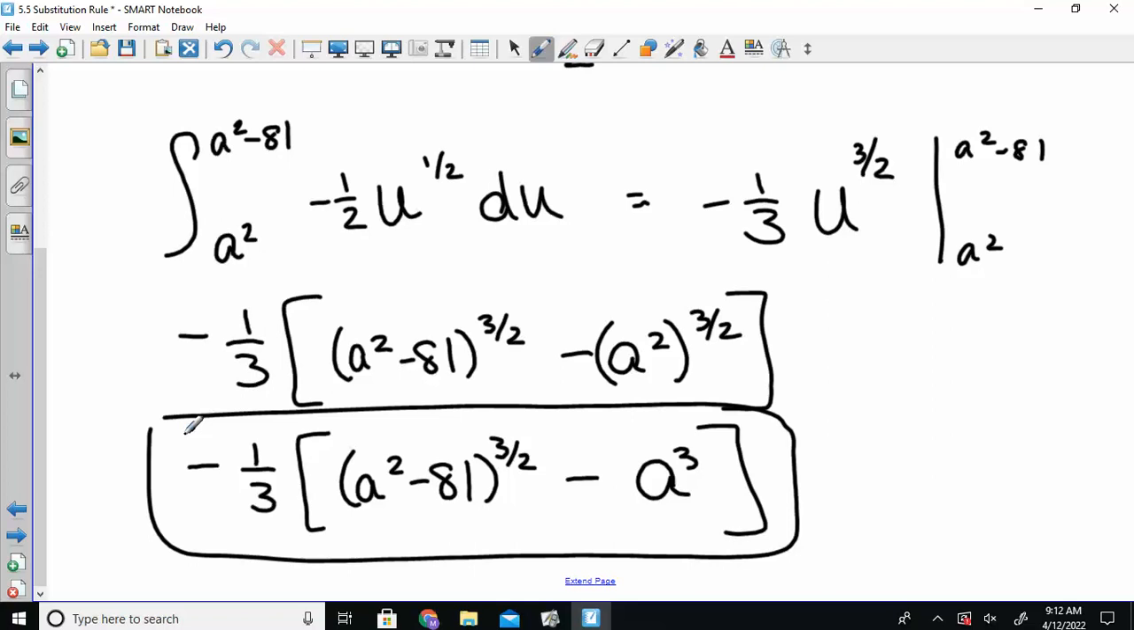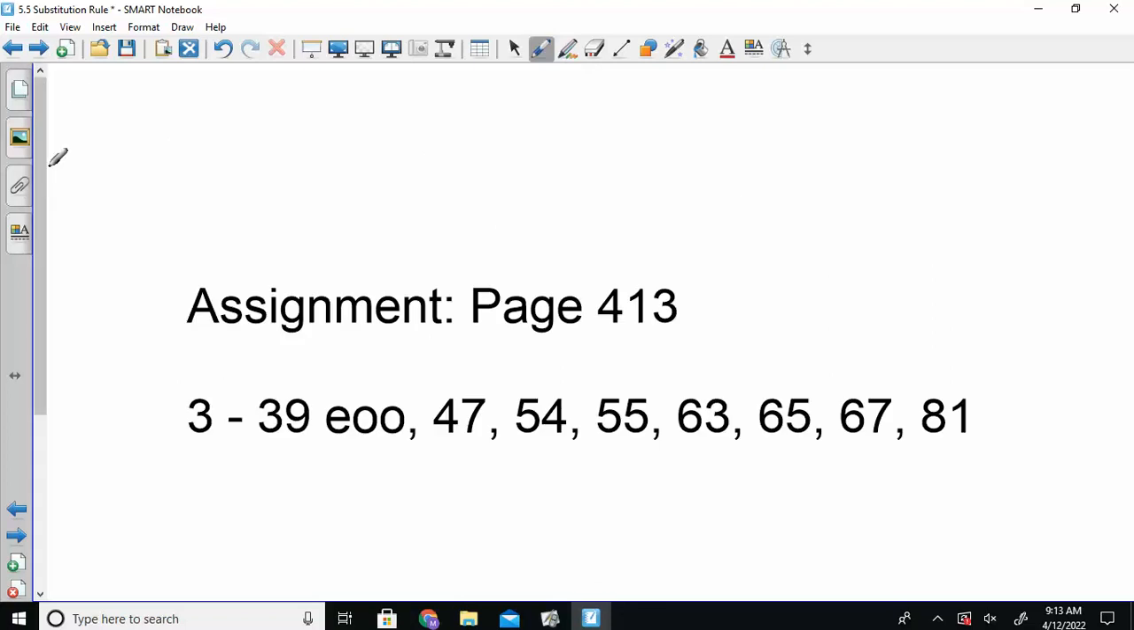So yesterday, I gave you the first chunk, the 3 through 39, every other odd. Today, I want you to add those last 7 problems on. So it is all due tomorrow. We are taking a quiz tomorrow only over this section, so I'll probably do just a little bit of review at the beginning.